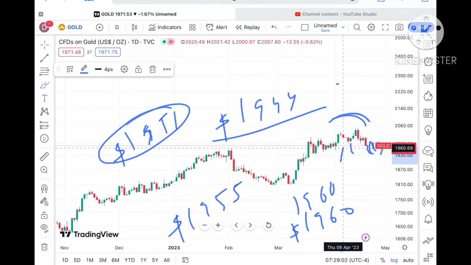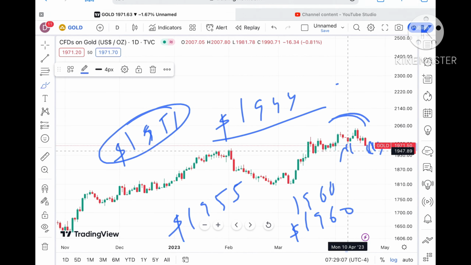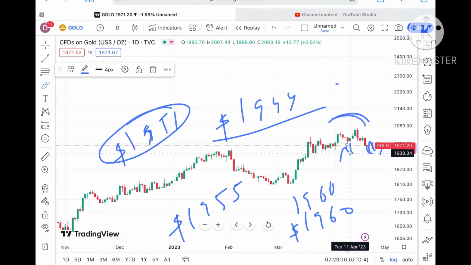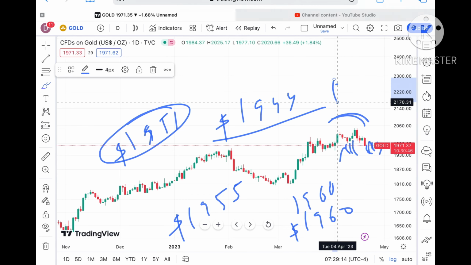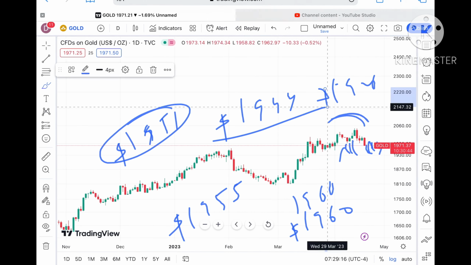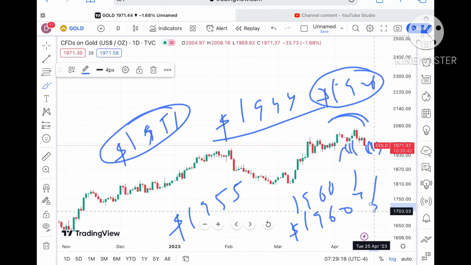Okay, keep that in mind. Once the price starts falling below 1960, chances of touching a level of 1949 will be there, and from there we can see a level of 1938, and if that level also moves further low, then we can see a level of $1928, and then further low if the price moves below that particular zone.